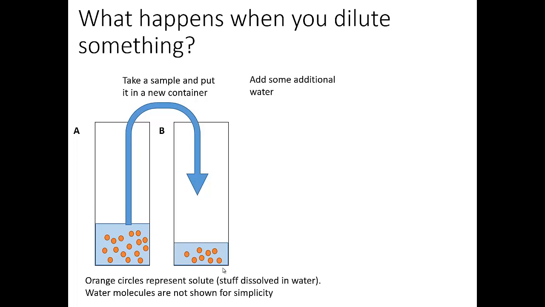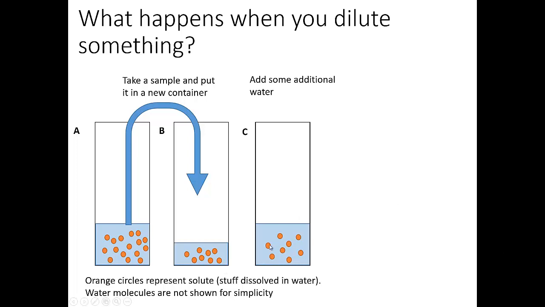But if we then dilute it, so we add some water, we change our concentration, right? Because we have the same number of particles here, but we have a bigger volume. So we have fewer particles per unit volume. So how do we figure out what that concentration is?